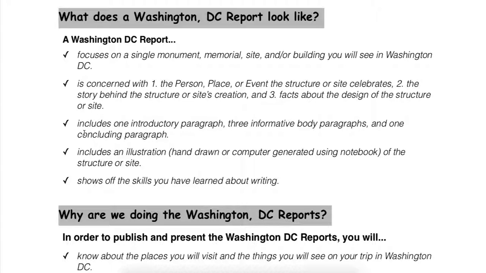A Washington, D.C. report includes 1 introductory paragraph, 3 informative body paragraphs, and 1 concluding paragraph. These body paragraphs, notice how there's 3? 1, 2, 3. So that's what most of them focus on. The person's life, or the history of the event, the story behind the building of the structure, and the design. Those are the 3 body paragraphs. And then you're also going to learn how to do an effective introductory and concluding paragraph.